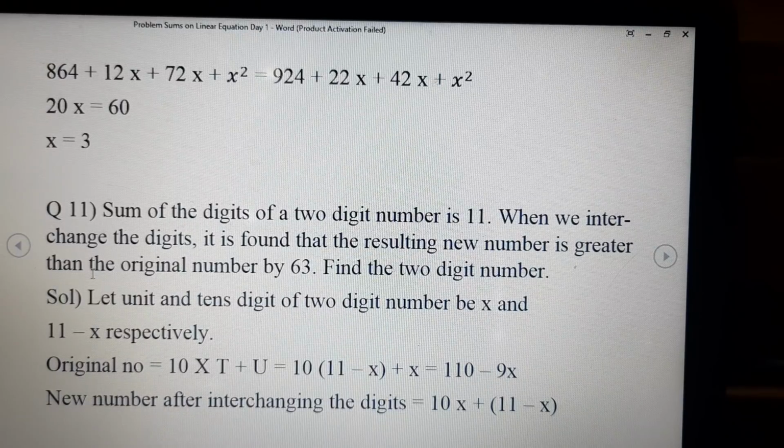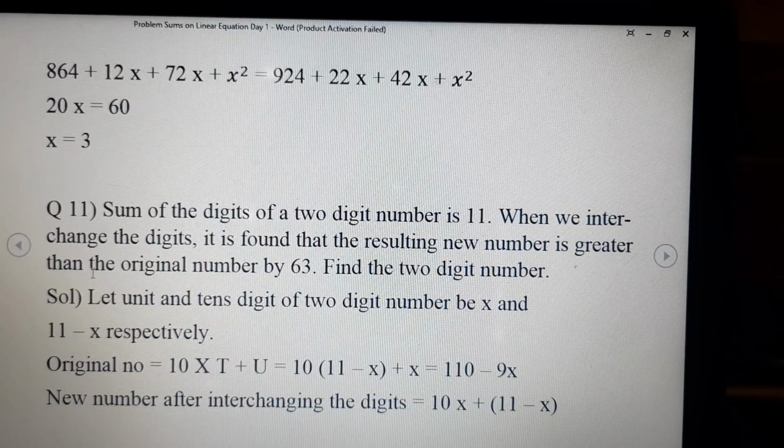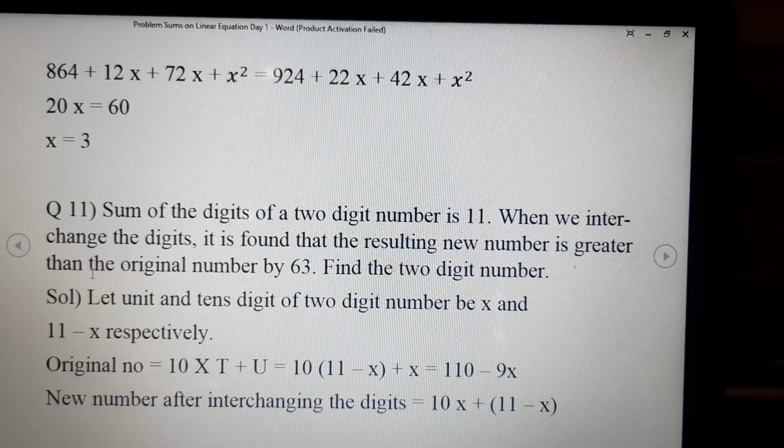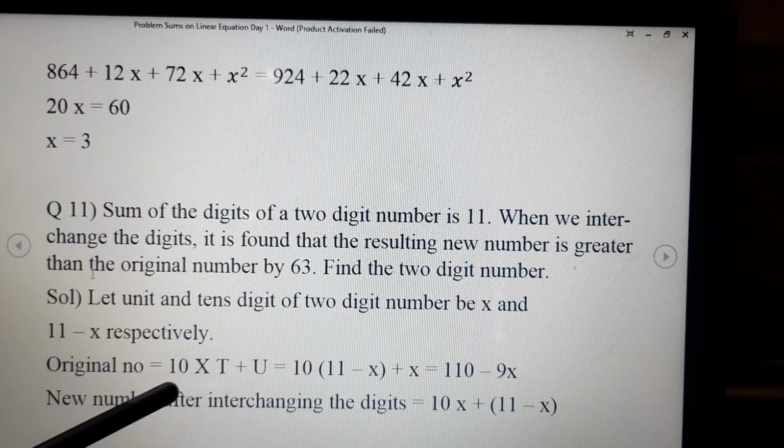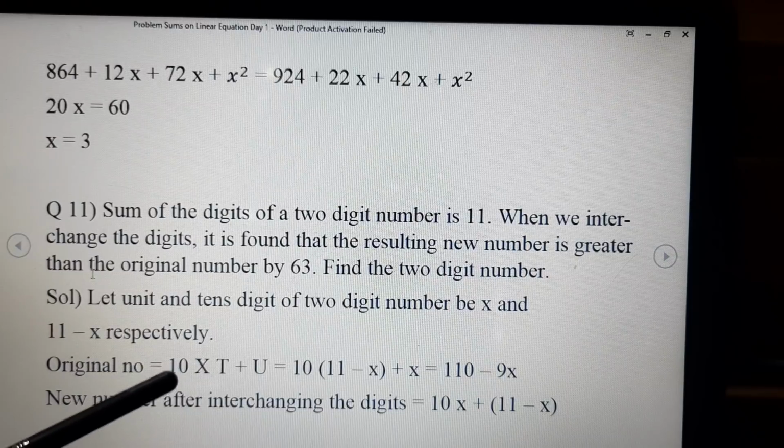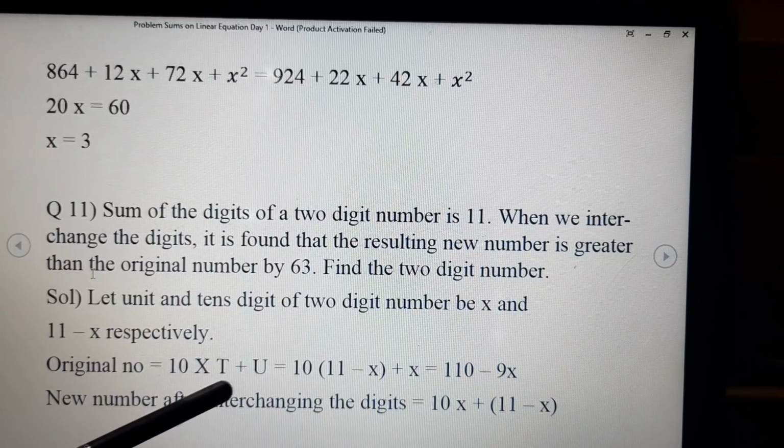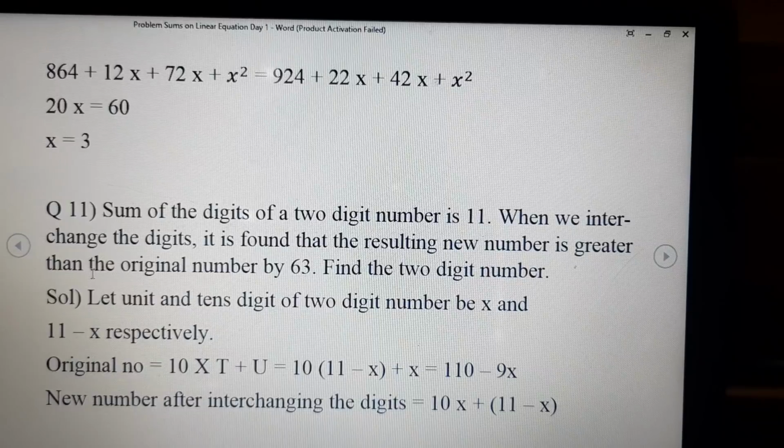Expanded form of 23 will be equal to 2 into 10 plus 3. Means every digit should be multiplied by its place value, then they should be added. Clear? It means if we have to write the 2-digit number, then in general we will do 10 into tens digit plus unit digit. Clear?